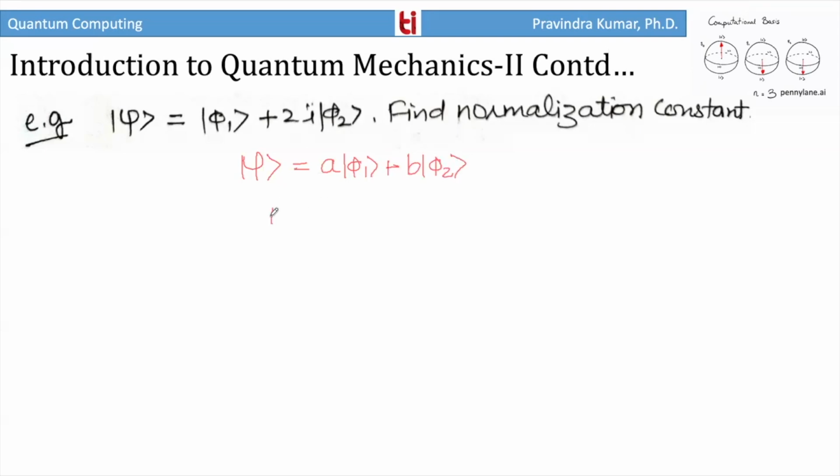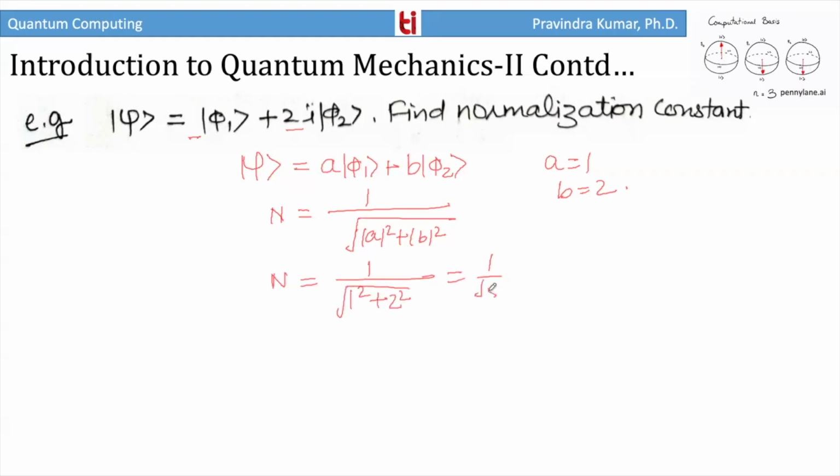So here, if the quantum system psi is represented as a phi 1 plus b phi 2, then we can find out the normalization constant as N equal to 1 by under root mod a square plus mod b square. So in our question, a is 1 and b is 2i. So here the normalization constant will be 1 by under root 1 square plus 2 square. So this is 1 by under root 5. So the new state psi will be phi 1 plus 2i phi 2 divided by under root 5.